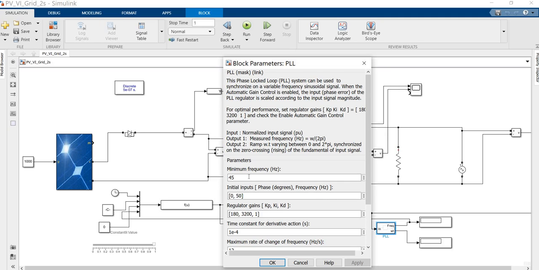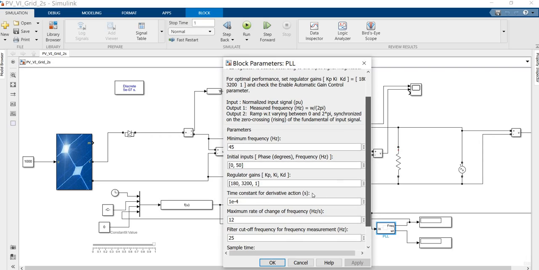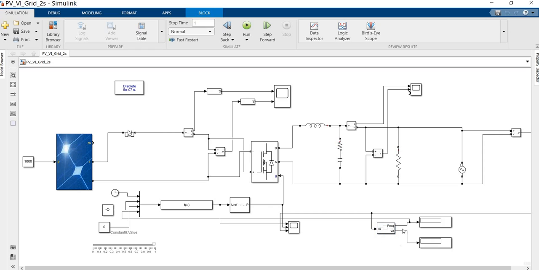So the minimum frequency is 45 hertz, and the desired maximum frequency is 50 hertz. This is the value I am going to fix for the PLL. The output of the PLL gives two values. One is the frequency, and the other one is omega t, which means the theta.